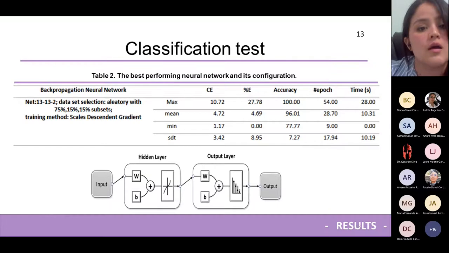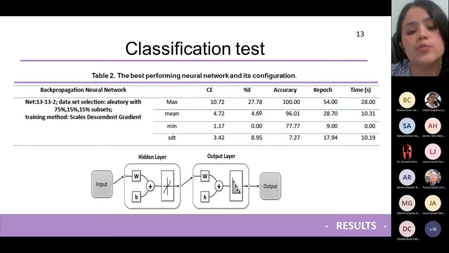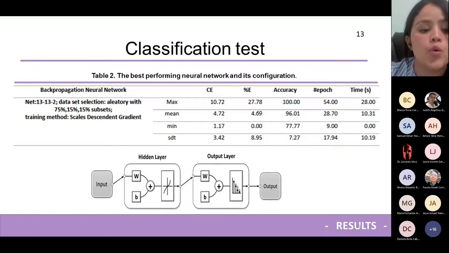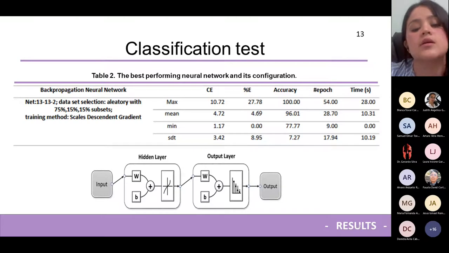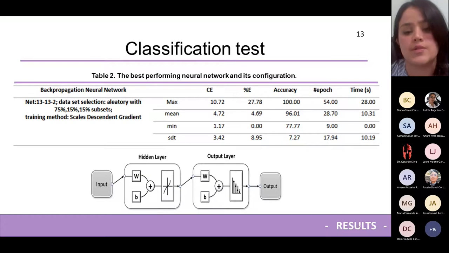As part of the classifier test results, the following table presents the results obtained from the training of a backpropagation neural network with different cross entropy values configured, obtaining a maximum value of 100% accuracy, a minimum value of 77%, and an average value of 96%.